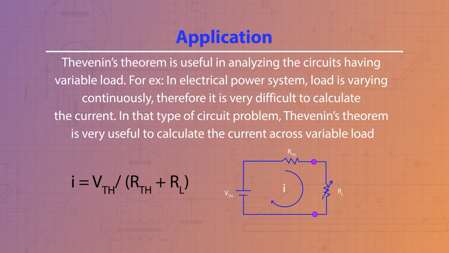Now suppose it is asked to find the load current when the load resistance is 25 kilo ohm. What quantity do you need to change? Only the load resistance. Just put in the value of the load resistance, 25 kilo ohm, and you can easily find the load current flowing through the load resistance RL.